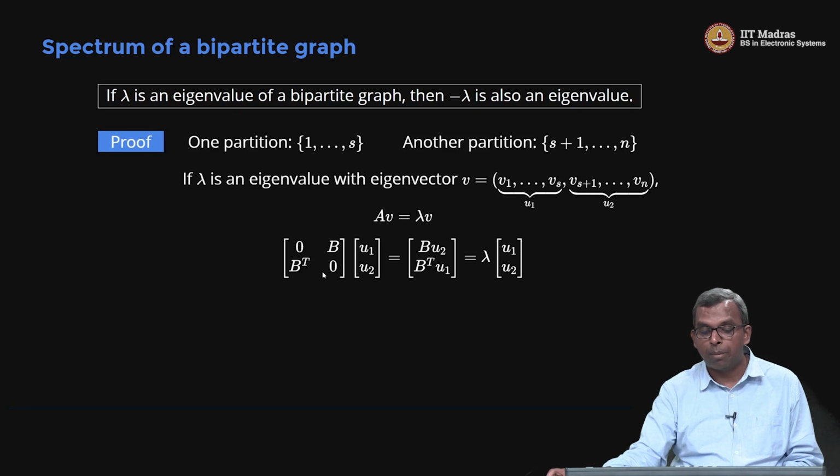Now Av equals lambda v can be split in terms of u1, u2. If you multiply, this is a block multiplication, so you will get B u2 and B transpose u1. Think about this a little bit, and this equals lambda u1, u2.